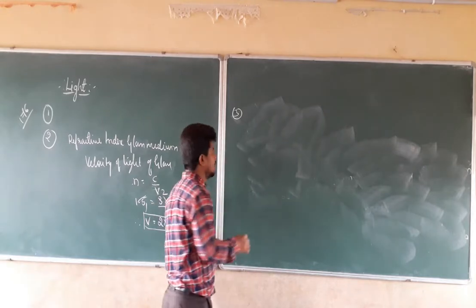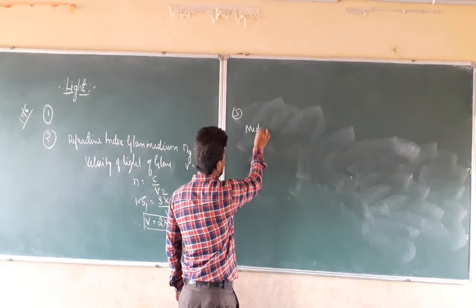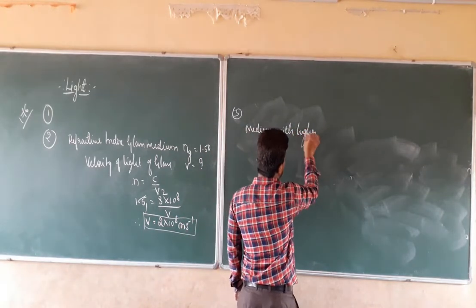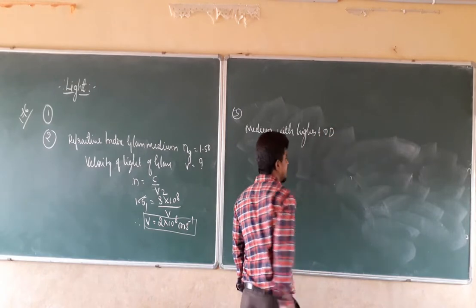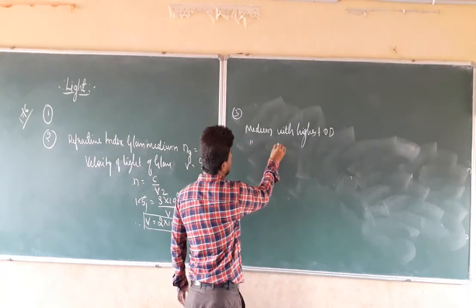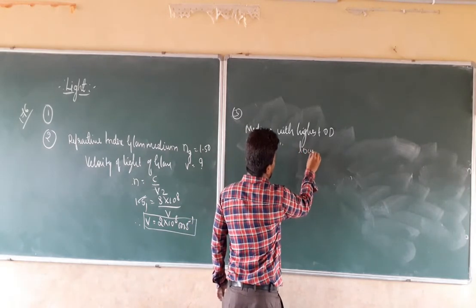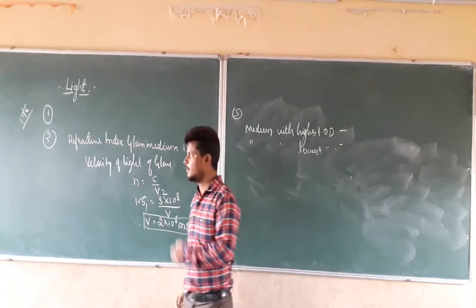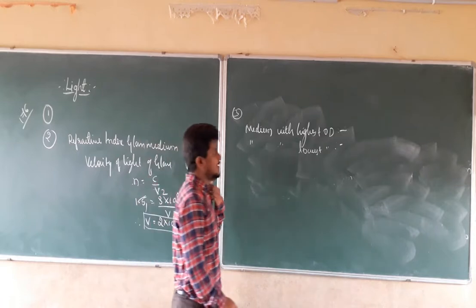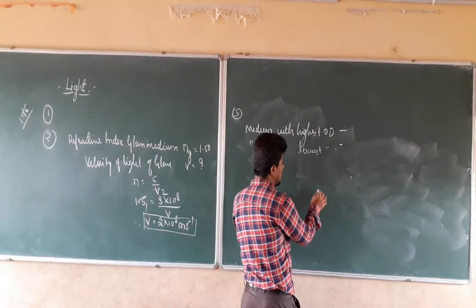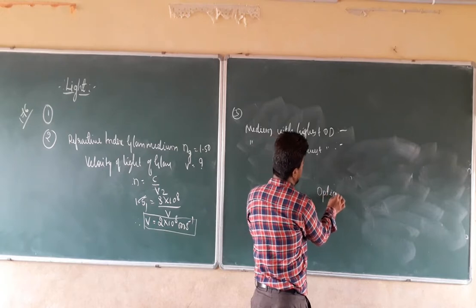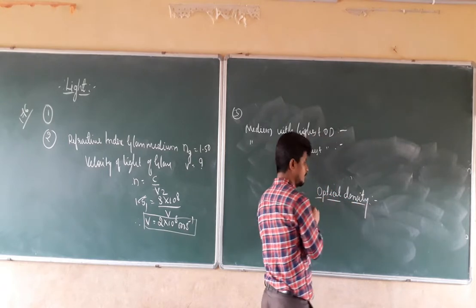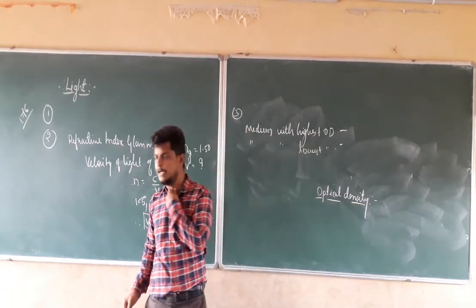From the table we have to find out the medium with highest optical density, OD, and the medium with lowest optical density. Now you came across another topic, that is optical density. What do you mean by optical density?